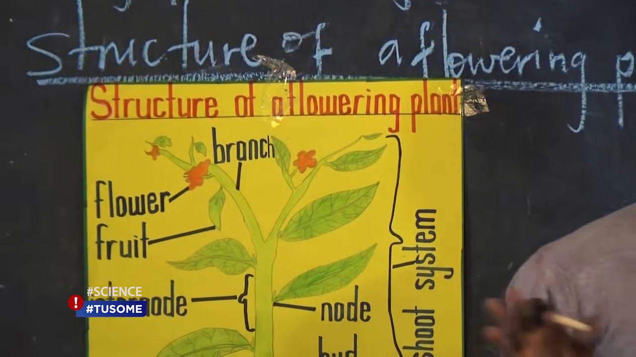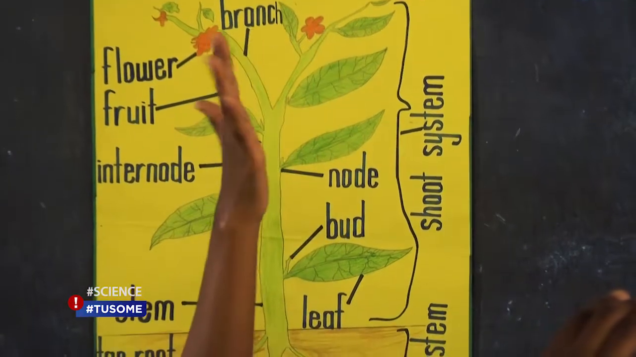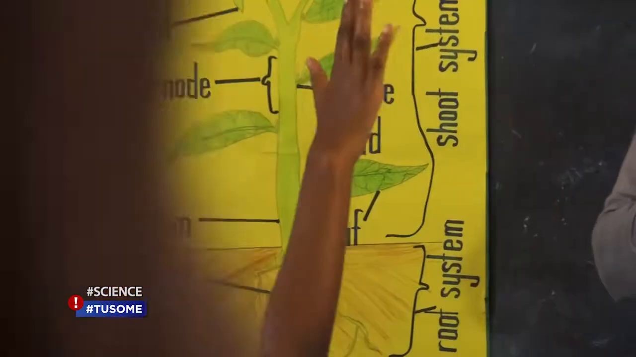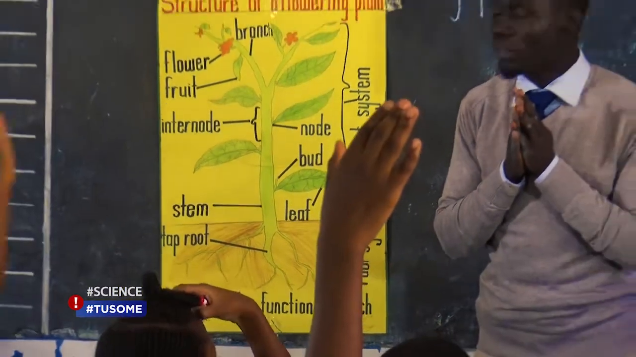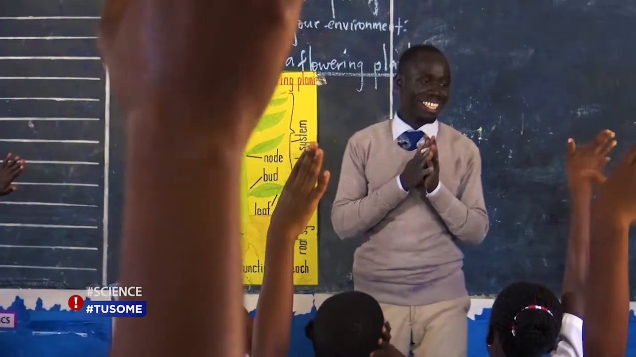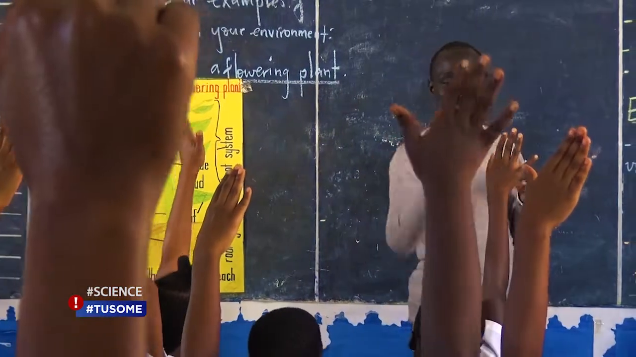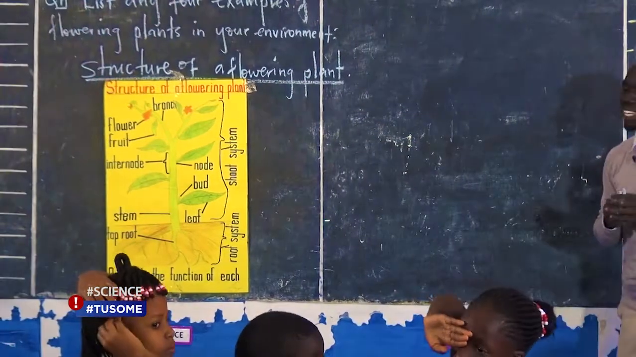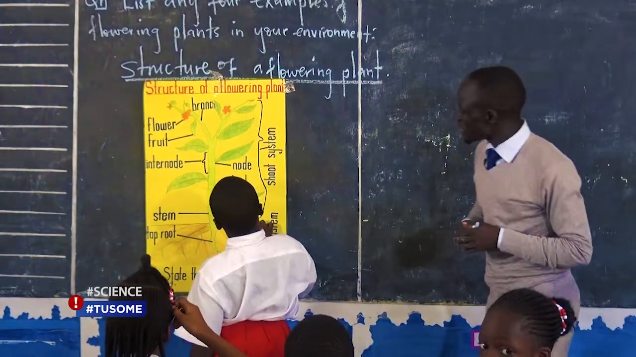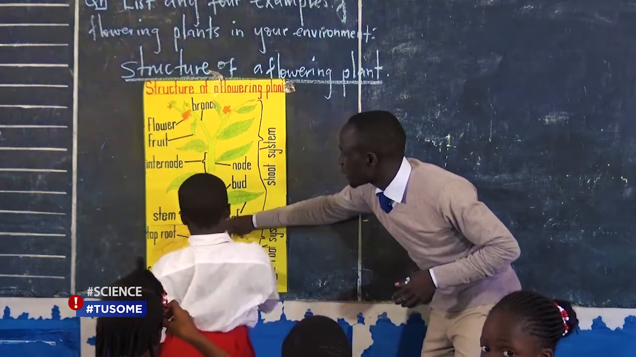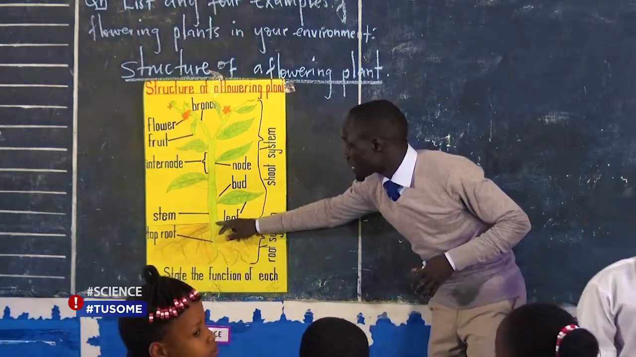I'm not going to tell you. I just want people to tell me. Yes, Joy? We have the shoot system. Now I need somebody to come and touch for me where the shoot system begins and where it ends. Yes, Rebecca? The shoot system starts from down here, from where the ground stops and goes upward.